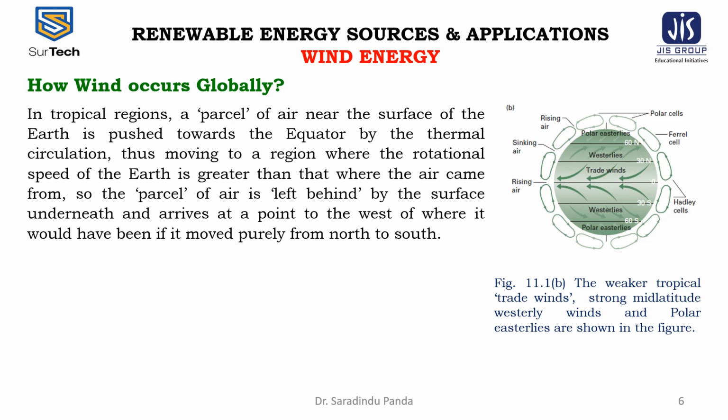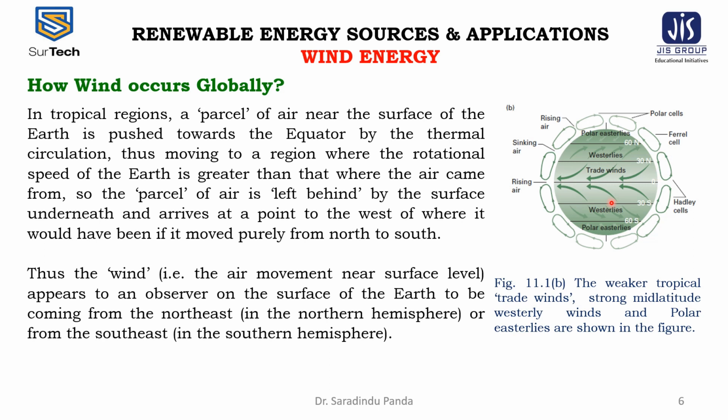Now in tropical regions, a parcel of air near the surface of the earth is pushed towards the equator by the thermal circulation, thus moving to a region where the rotational speed of the earth is greater than that where the air came from. So the parcel of air is left behind by the surface underneath and arrives at a point to the west of where it would have been. It is moved purely from north to south. This is the loop.